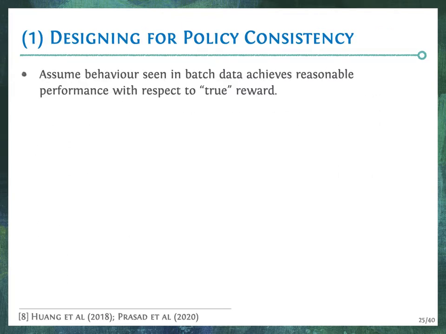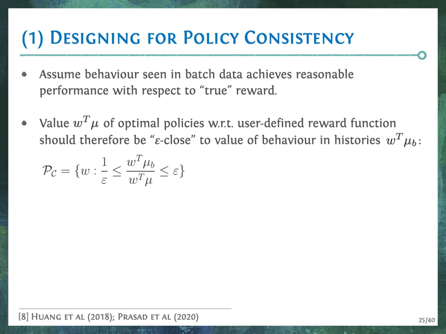Our first set of constraints on ensuring policy consistency are founded on the assumption that the behavior seen in batch data may be biased or inconsistent, but generally achieves reasonable performance with respect to the true objectives of the task. We therefore want a policy optimized with our reward function to be epsilon close to the available data, in terms of the feature expectations mu, and in turn the expected value W mu. We formalize this here for our definition of the consistency polytope PC, which constrains the value of our policy to be within a factor epsilon above or below the value of the behavior in the available historical data for reward weights W.